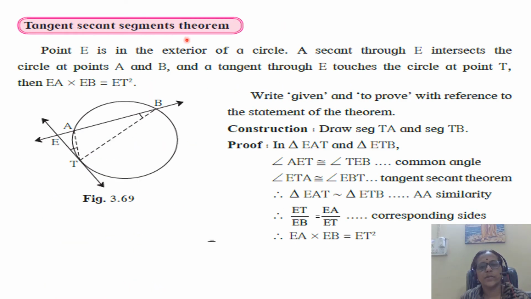Tangent secant segment theorem. Point E is in the exterior of a circle. A secant through E intersects the circle at points A and B, and a tangent through E touches the circle at point T. Then EA into EB is ET square. You have to prove this.